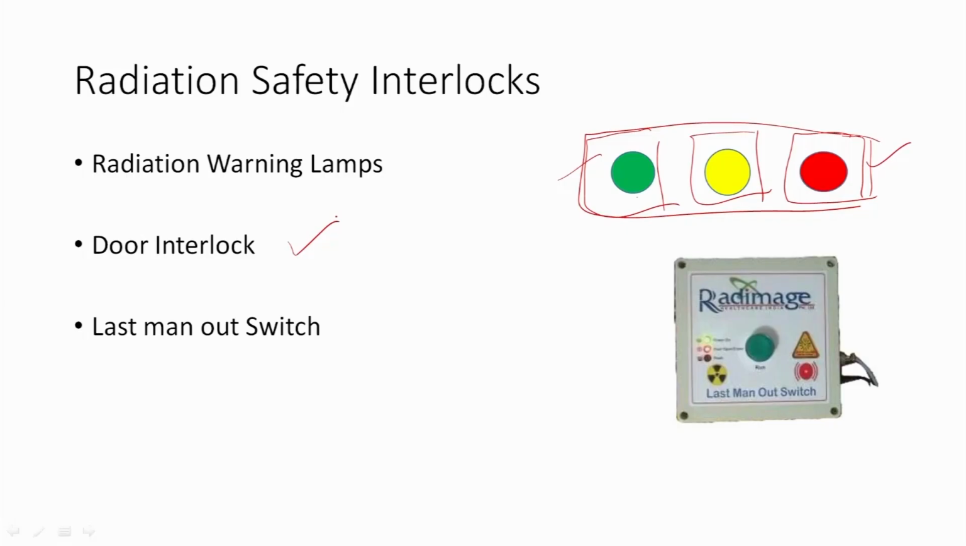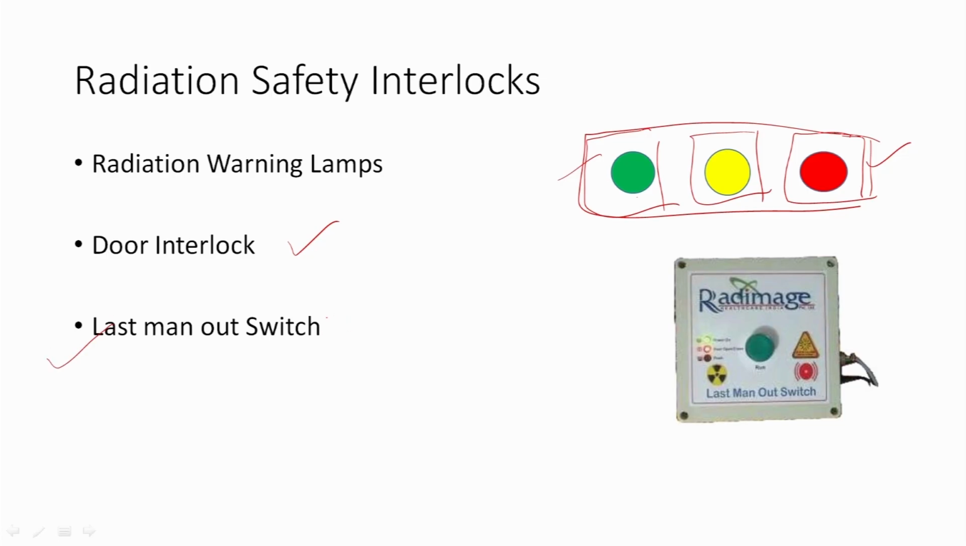The door interlock doesn't allow the person to switch on the machine because the door has not been closed. Once the door is closed, the interlock circuit is complete and the machine is ready for beam on. So this is the door interlock. It's a simple switch which is just fixed on a door. And third is the last man out switch.